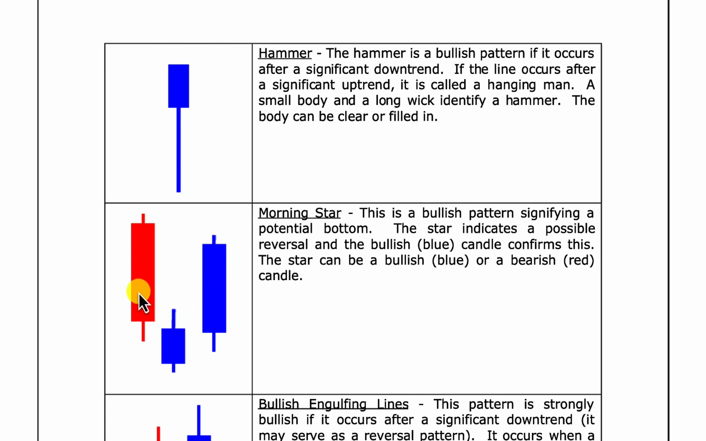So we'll get a bearish candle, a long bearish body, followed by the star. The star simply means it's a small, tiny candle pattern with very small wicks and a very small body. And then a long bullish candle, that's a reversal pattern.